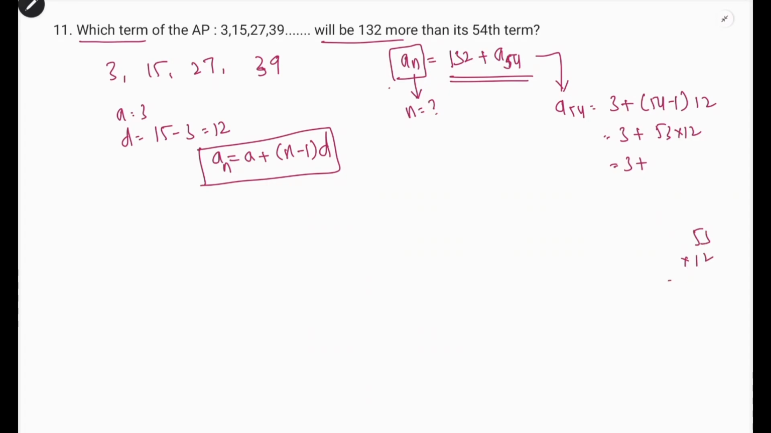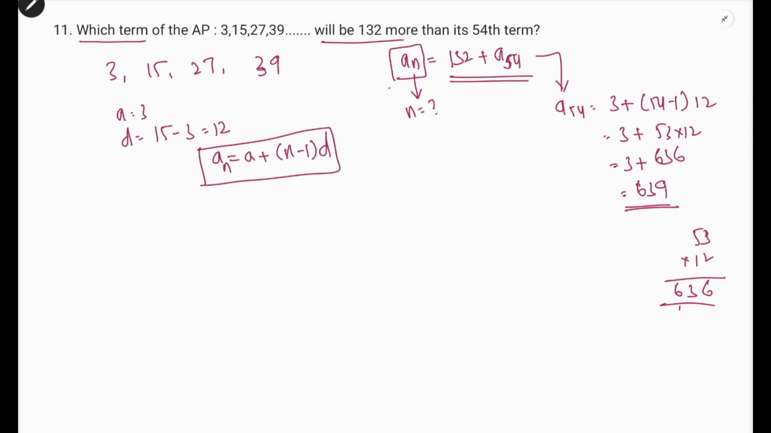53 into 12 is what? It is 3 into 2, 6; 5 twos are 10, plus 3, 13; 1, 5 plus 1, 6. It is 636. It is 639. So the 54th term is 639.